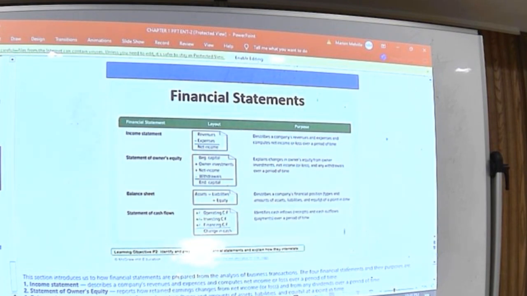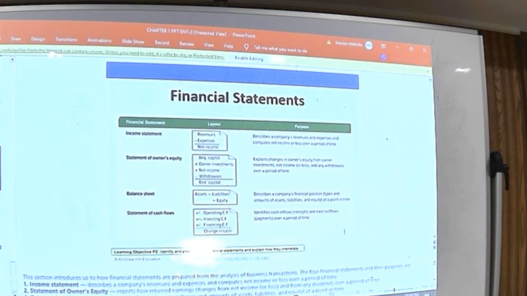So we start with beginning capital, add the investment by the owners, also the net income, and then at the very tail end there, he withdrew the 200. We add, then subtract, to get ending capital. It explains the changes in the owner's interest or ownership in the business.